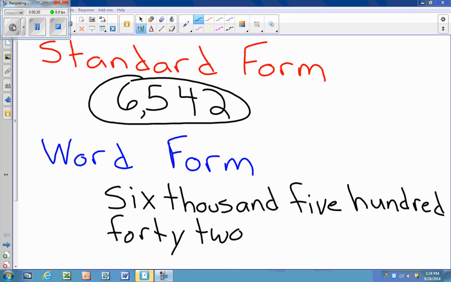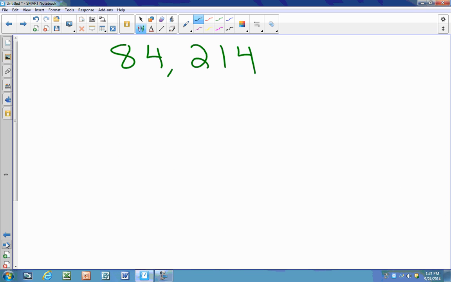And word form, the clue right in the name of it, is the words. So as I would read the number, 6,542. Exactly how I read it, that's how I would write it, and that's word form. So now we're going to just practice going between the two.